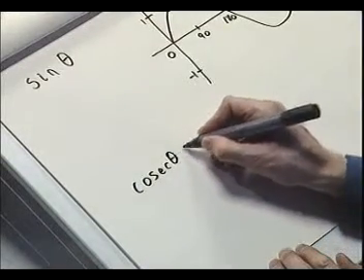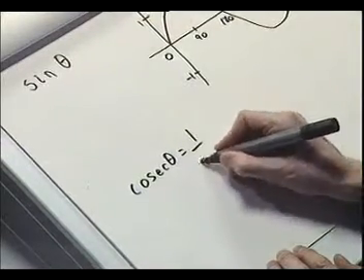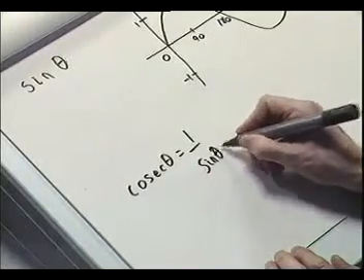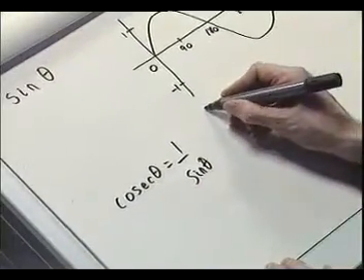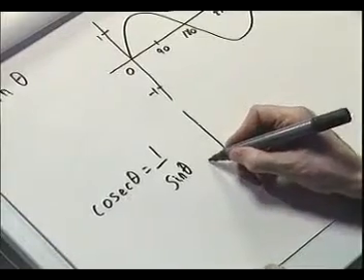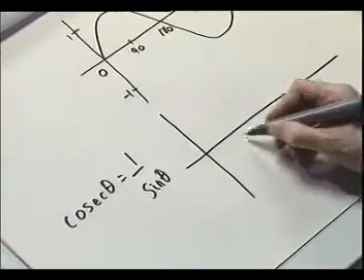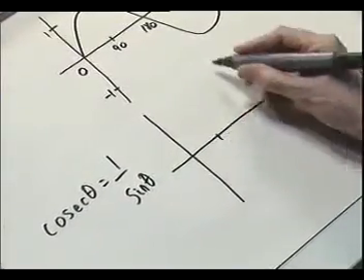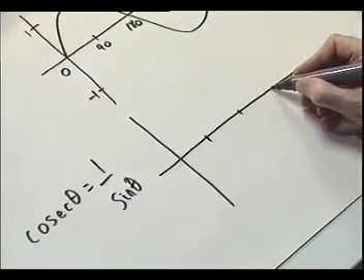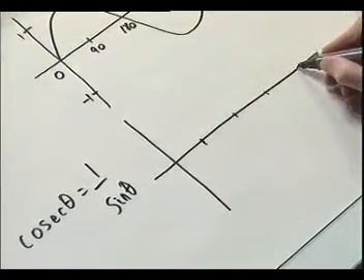And what we're going to graph now is cosec theta, which of course is 1 over sine theta. So let's set up similar axes. So I'll mark them off. There's 90, 180, 270, 360.